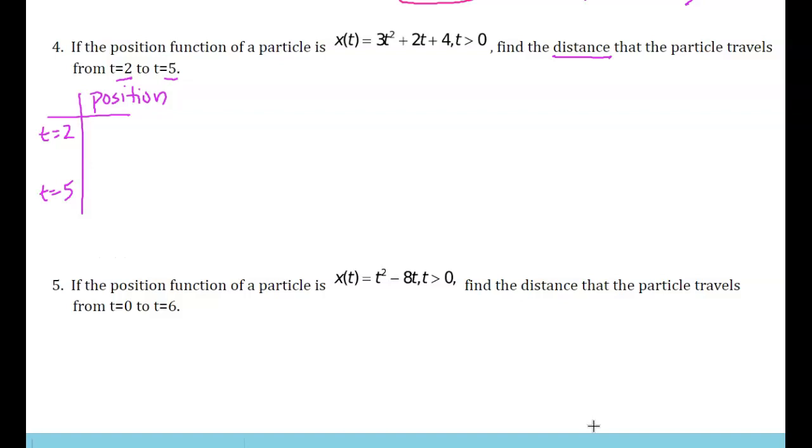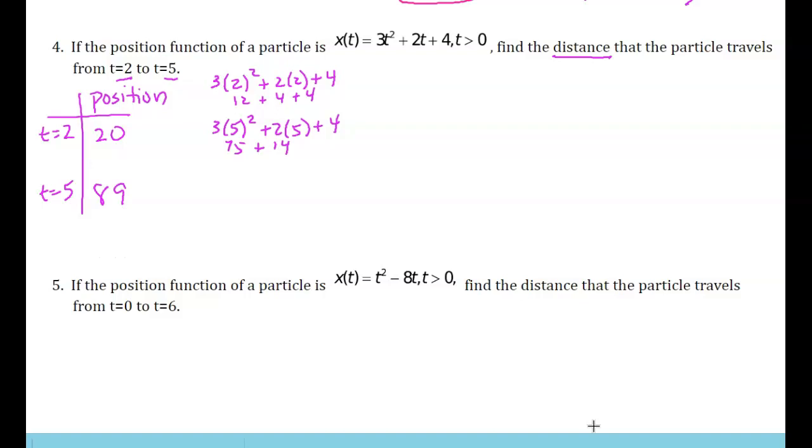So I've got 2 squared plus 2 times 2 plus 4. So what's that? 12 plus 4 plus 4. So that's at 20 if we are on a number line. And then if I plug in 5, we get 5 squared is 25, so 75 plus 10 plus 4, 14. So we get 89. Okay, so I started at 20 and I went to 89. So we would have moved 69 units.